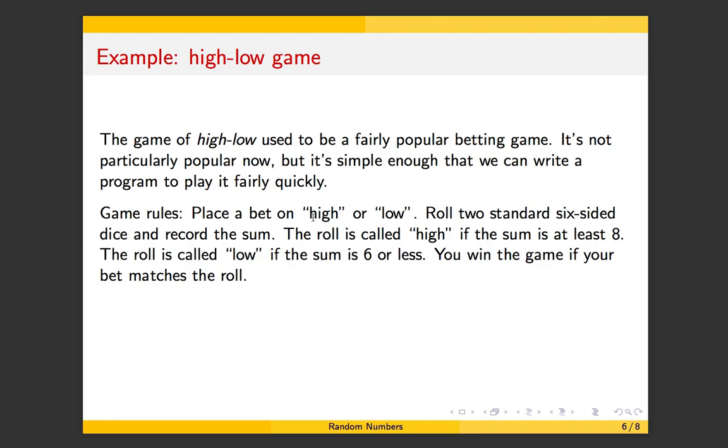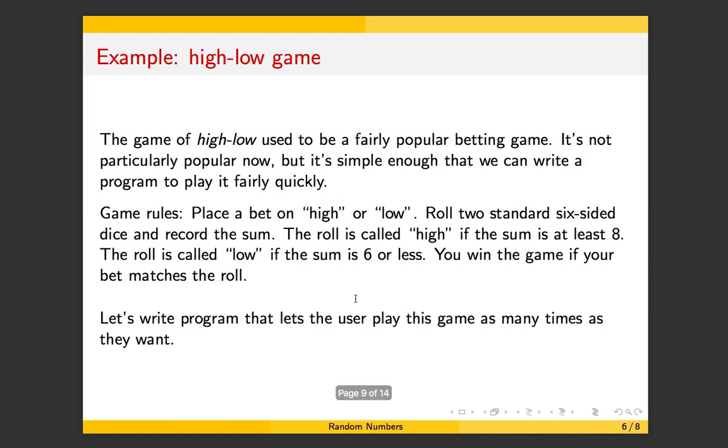Back in the day when people used to play this game, some places would allow you to bet on 7 as its own separate category, and some wouldn't. So the rules vary based on where you would play this game. Anyway, here's a stripped down standard version you might have played at casinos back in the 1920s or whatever. So let's write a program that lets the user play this game as many times as they want. Okay, so let's see how that goes.